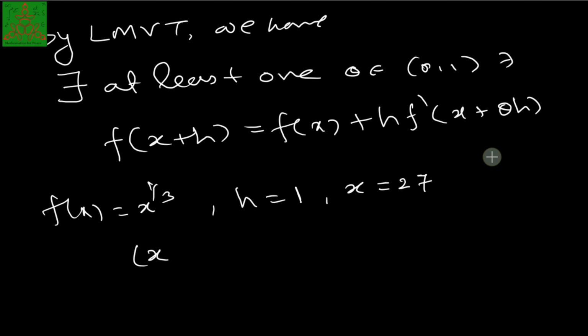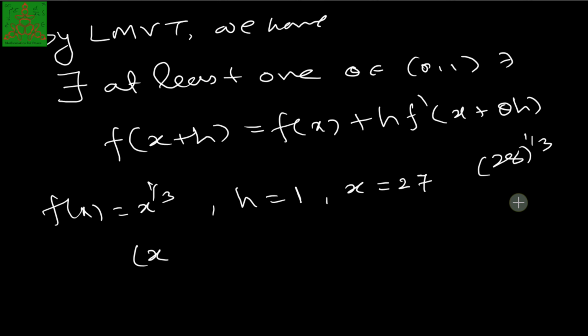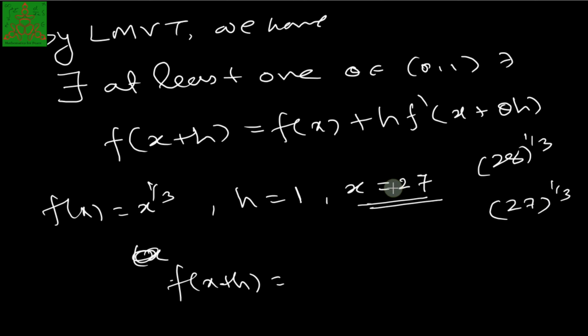So it will give me 28 raised to 1 by 3, because our function is f of x equal to x raised to 1 by 3, and that is my objective, to obtain the bound of this cube root of 28. So this gives me f of x plus h is equal to f of x. If I put the value of x here, it is 27 raised to 1 by 3, which gives me 3. h is 1, so I am not writing that 1 here.